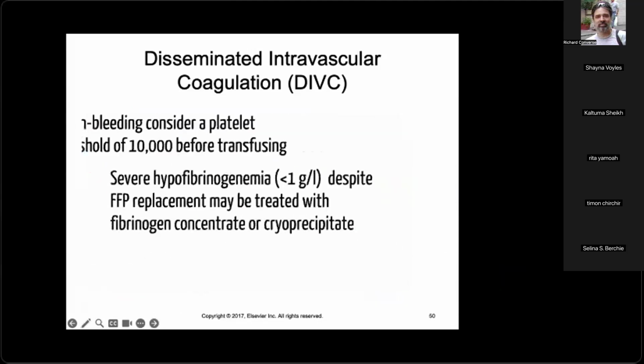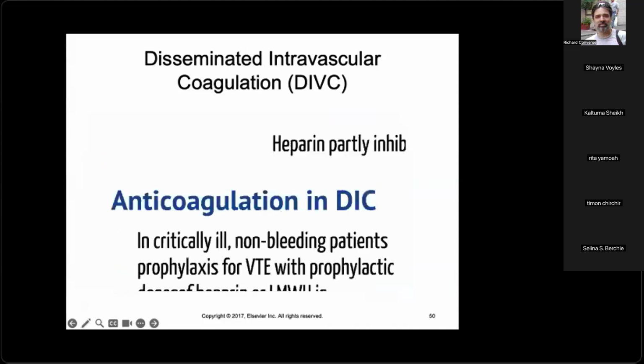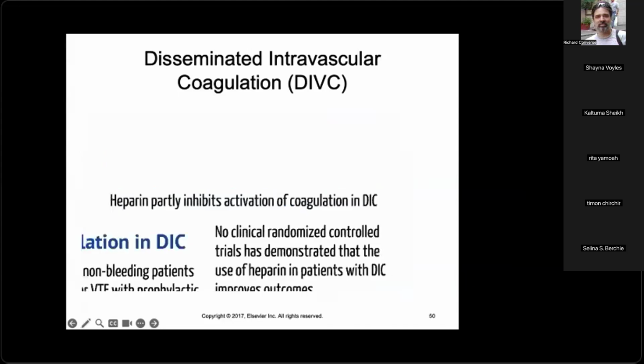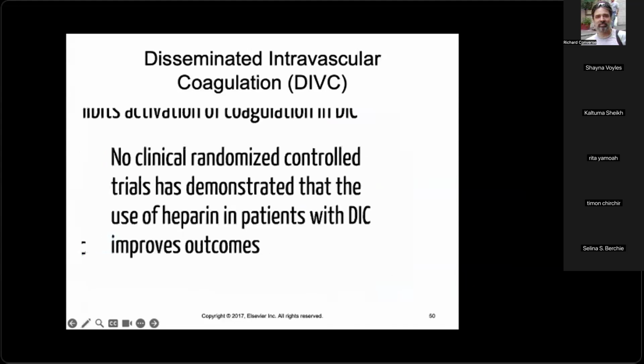Now, for patients with severe hypofibrinogenemia, like less than 1 gram per liter, even though they have gotten FFP, then at that point, you can consider cryoprecipitate. But realize there's no data to suggest that this improves outcomes in DIC patients. Because DIC involves the creation of clots, there's always been this question whether heparin should be used in DIC. Now, heparin does inhibit the activation of the coagulation part of DIC. But realize there's no randomized trial that's demonstrated heparin use in patients with DIC had improved outcomes.